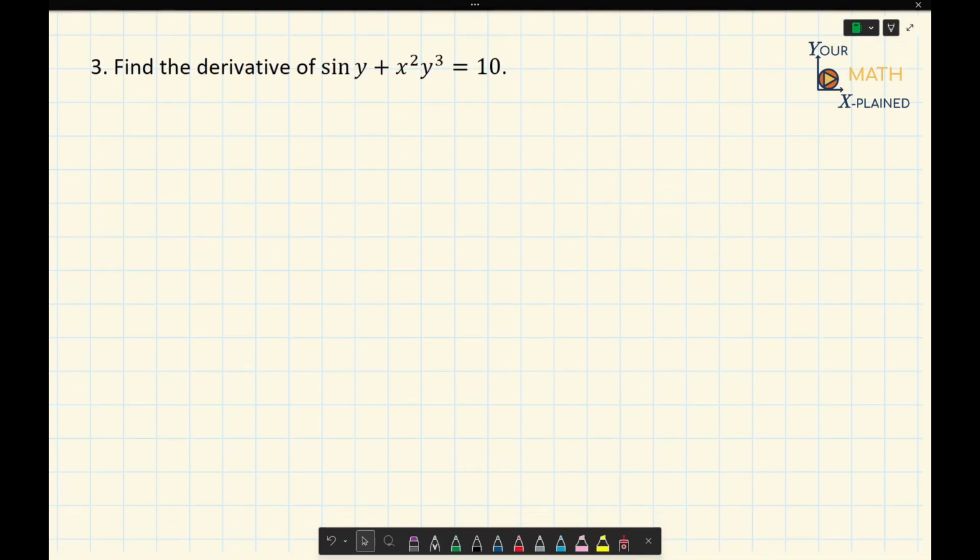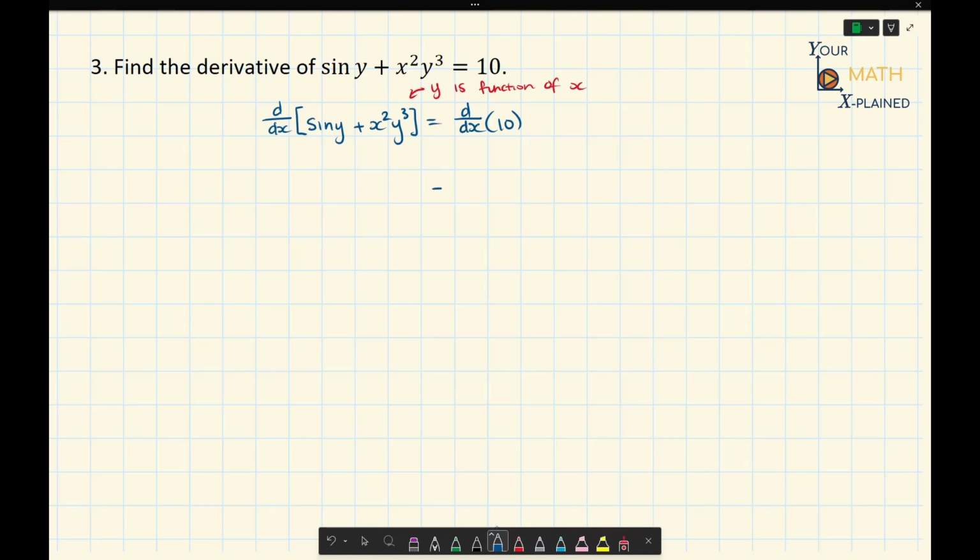Here we want to find the derivative of sine y plus x squared times y cubed is equal to 10. And here there's no way for you to isolate y. So the only way for us to find the derivative is to use implicit differentiation. Now implicit differentiation says that we're going to take the derivative with respect to x of the left-hand side of the equation, and then we're also going to take the derivative with respect to x on the right-hand side of the equation. Again, it is important for us to know that y is a function of x.